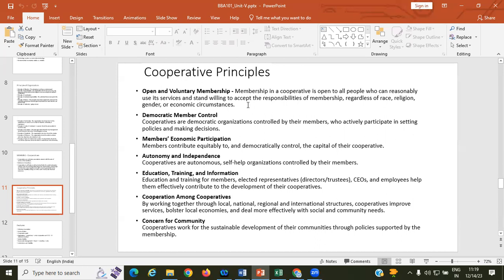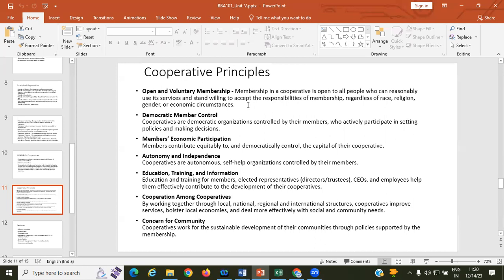Another principle is cooperative intention or attitude. The moment you join that organization, you have an attitude to cooperate with each other, to help each other, not to get profit, but to serve each other. That kind of mindset, that kind of attitude, should be there. That is one important principle of a cooperative society.